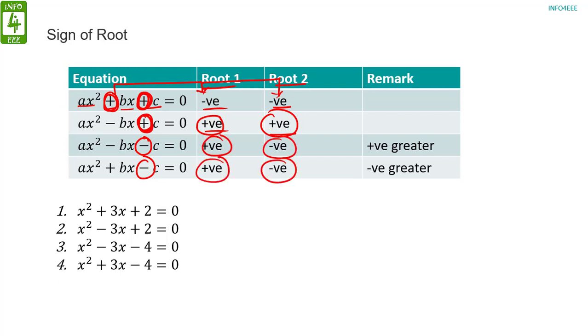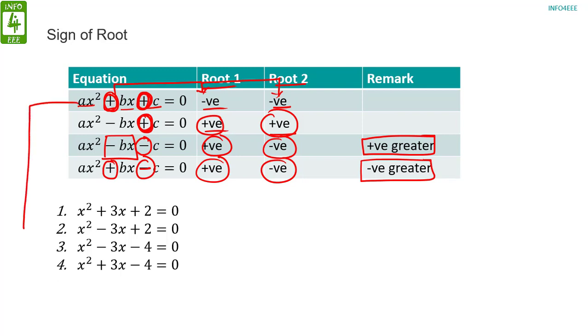Both the values will be there, but which value will be greater will depend on the sign of b. If b is negative here, the opposite value of negative means positive, so the positive value will be greater in this case. And here c is negative, so one root will be positive and one will be negative, but b is positive, so the negative value will be greater in this case. We can see this with some examples.